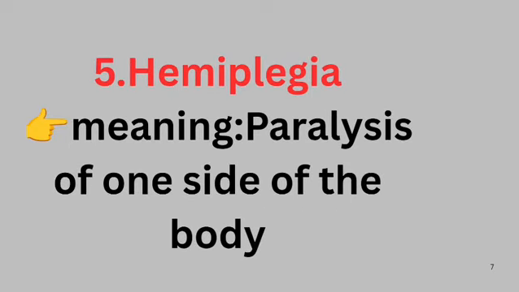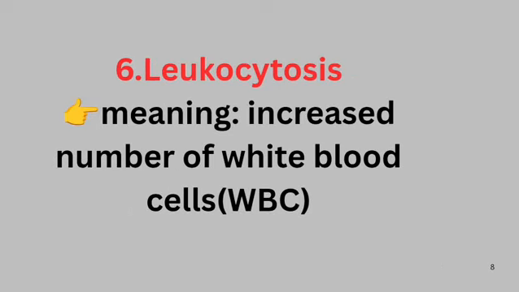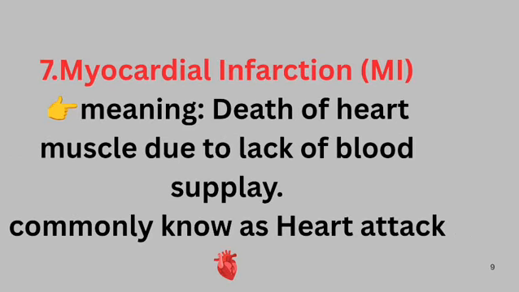Hemiplegia means paralysis of one side of the body. Leukocytosis, meaning increased number of white blood cells, WBC. Seventh one, myocardial infarction, also known as heart attack, death of heart muscle due to lack of blood supply. This is a very important term.